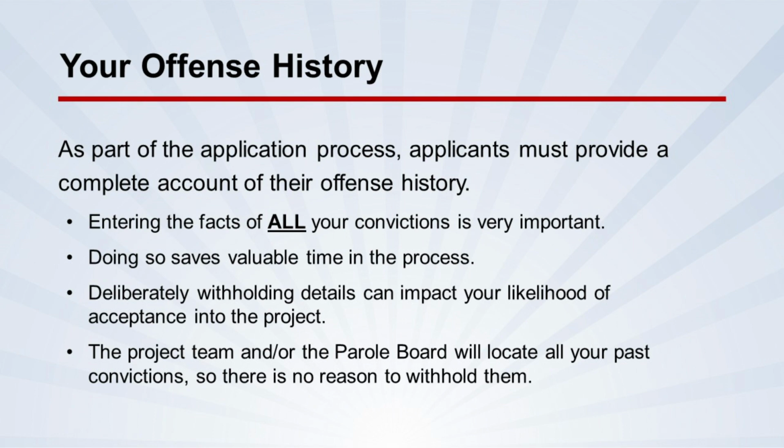As a part of the intake packet, applicants must provide a complete account of their offense history, including in-state, out-of-state, and federal offenses. Entering the facts or telling the story of all of your convictions is very important. Doing so saves valuable time in the process, as the facts and details of your story are necessary for all convictions before your application can be reviewed for acceptance. Deliberately withholding or minimizing aspects of your offenses can impact your likelihood of acceptance into the project. The project team and/or the parole board will locate all of your past convictions, so there is no reason to withhold them. Plus, any Ohio convictions that are left out of the final application cannot be pardoned.